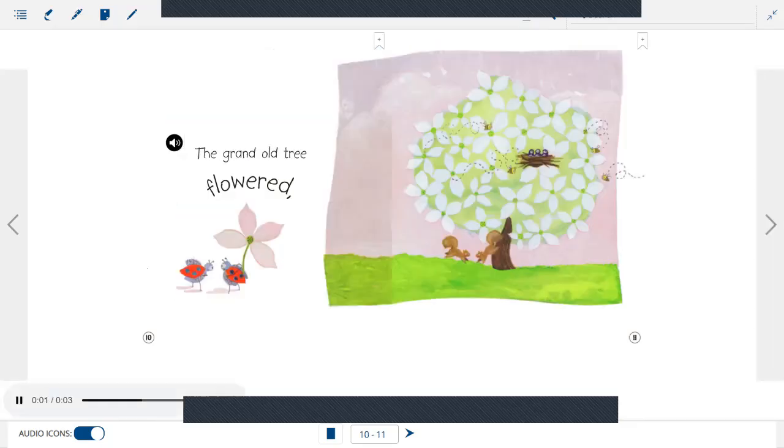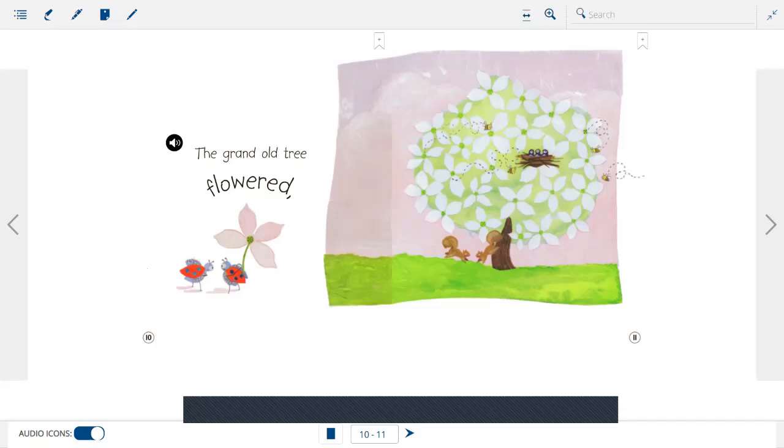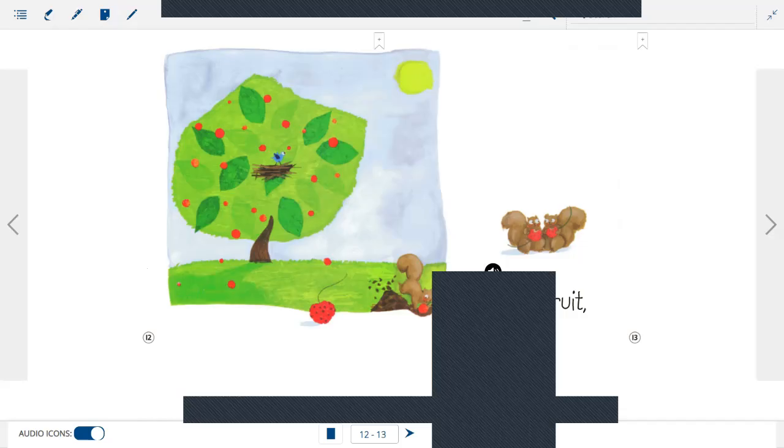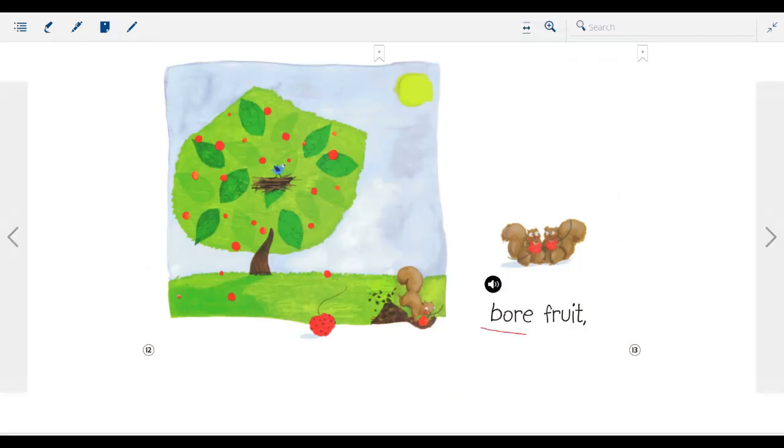The grand old tree flowered. So I know that the tree had many leaves before it flowered, and I wonder what will happen after it flowers. So let's continue reading to find out. Bore fruit. So what's growing on the tree now? Fruit. So when it says bore fruit over here, bore, that means it made or it grew fruit.